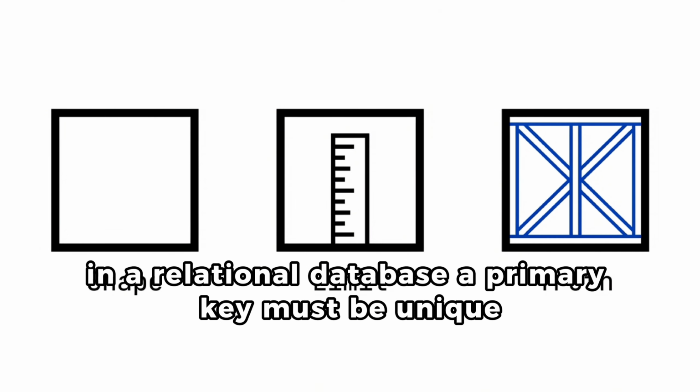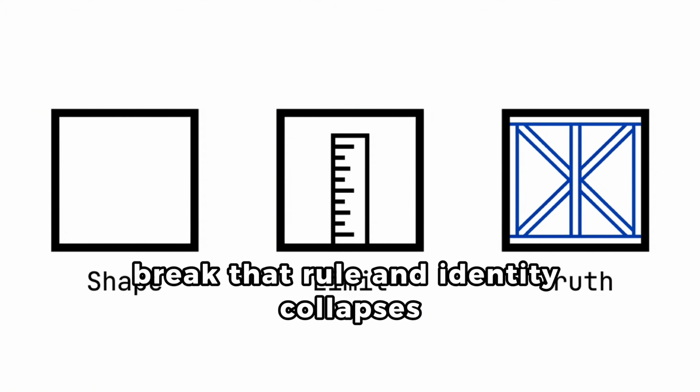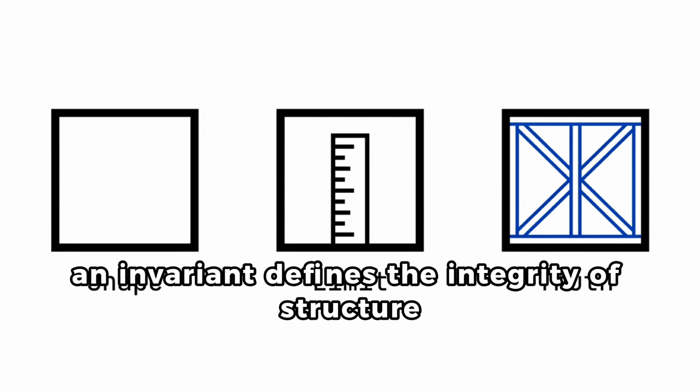In a relational database, a primary key must be unique. Break that rule, and identity collapses. An invariant defines the integrity of structure.